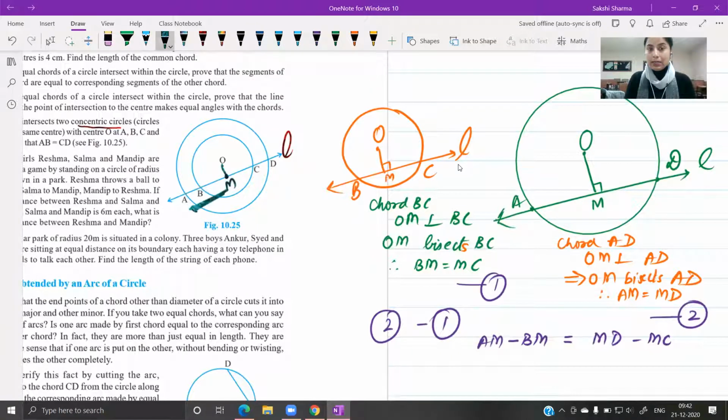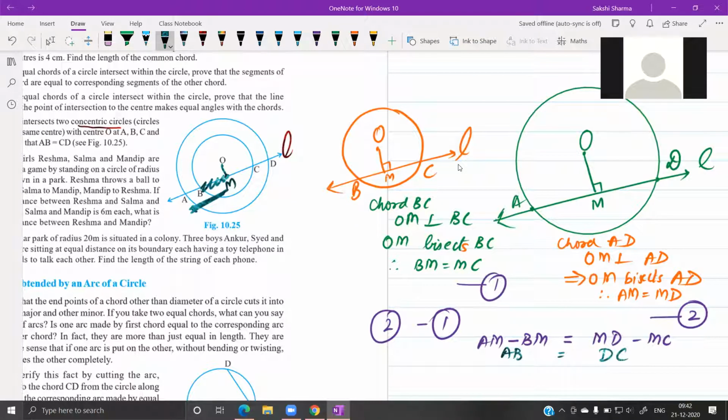this is a line segment. If I remove BM from it, what am I left with? AB. On the other side, I'll be left with DC, and that's what I wanted to prove. So that was the intention of constructing that perpendicular to the chords. I get two halves for each of the chords, and then subtracting the parts, I get the required answer.